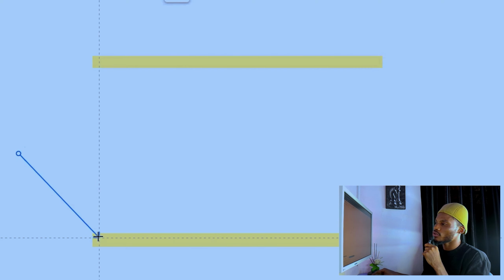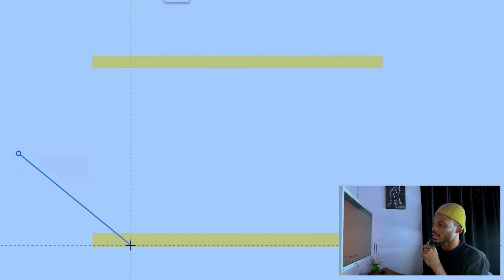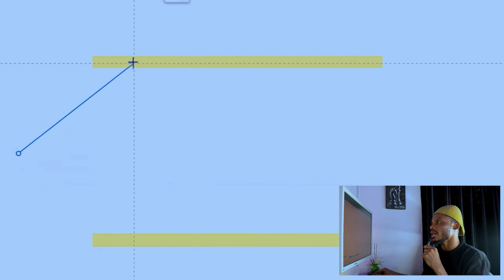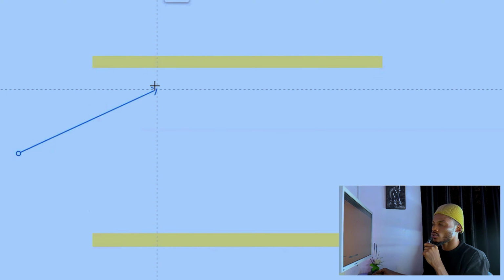For this to work, the first thing you need to do is to practice a lot of patience in your trading. The second thing will be to treat your support. This line here will be our support, and this will be our resistance. You need to treat both as a zone.